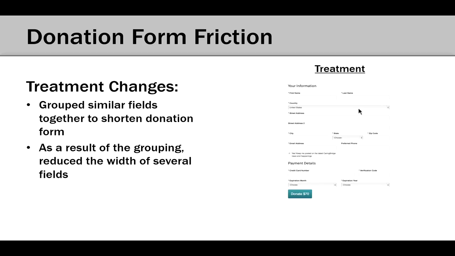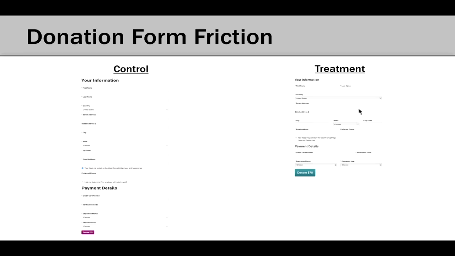You can see in the treatment here, we grouped different fields together. We have first name next to last name, we have city, state, zip all in one line. We have email and phone number on the same line. We group the payment information together. So when you look at them side by side, the perception is that the treatment actually has less work that the donor needs to do in order to complete their donation.